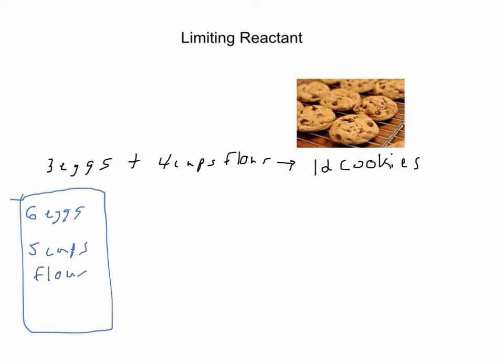Well, how many cookies can you make? Well, you can look and you say, well, if you have 6 eggs, and each batch of 12 cookies requires 3 eggs, you could make a total of 24 cookies.